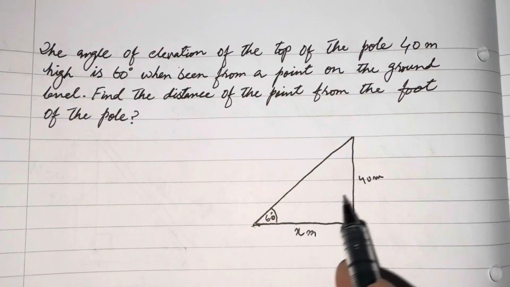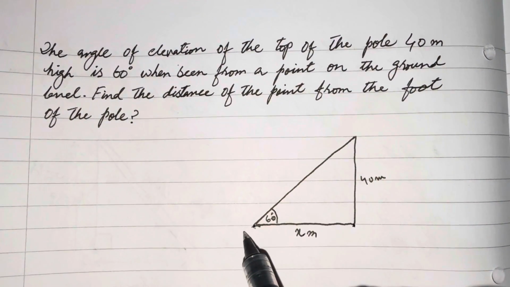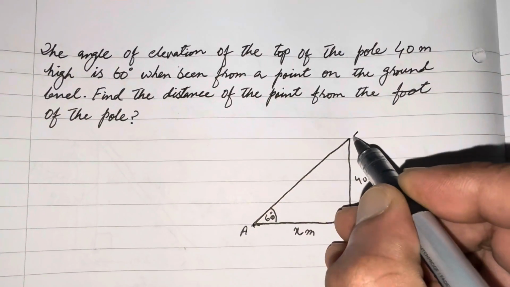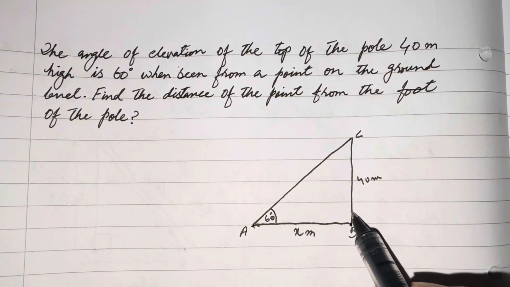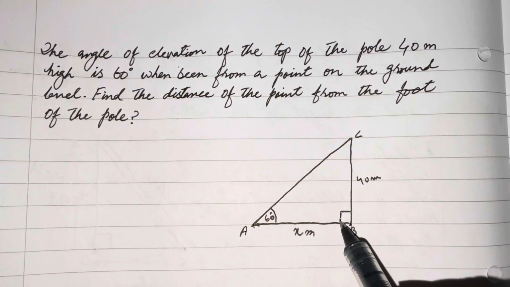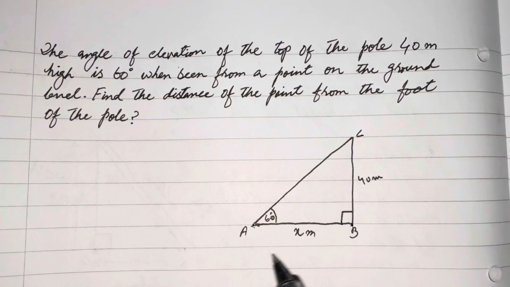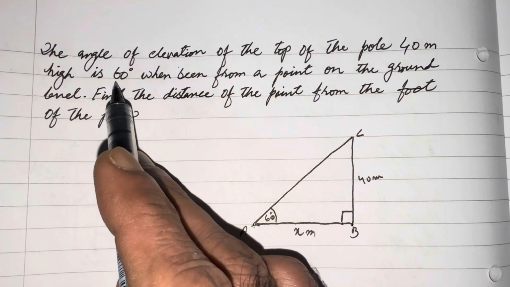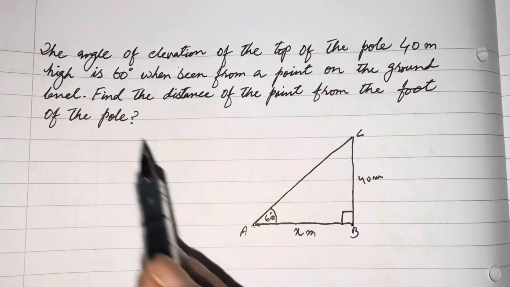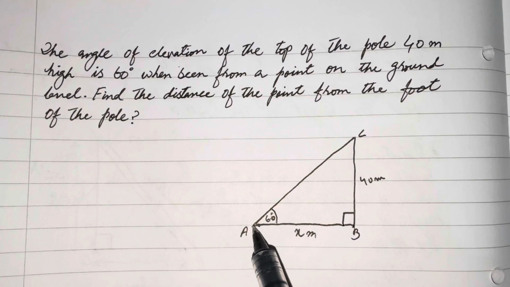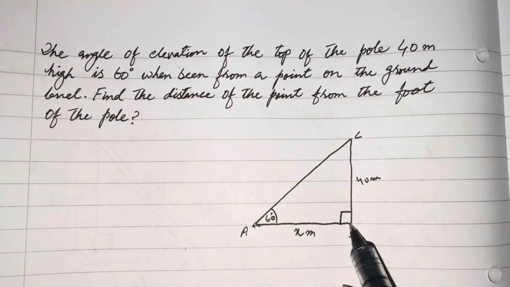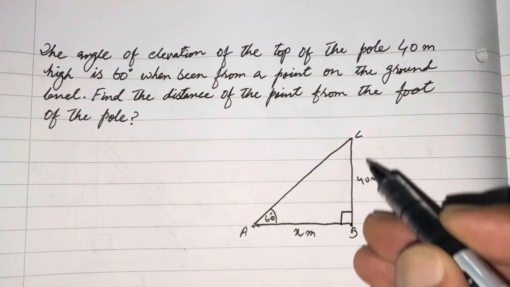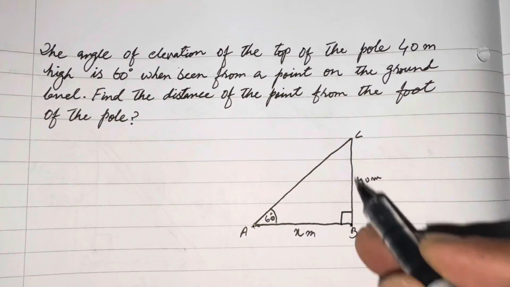So in this figure we can say that the triangle is A, B and C. As you can see, the right angle is at point B, the angle of elevation is at point A, which is given in the statement, and we have to find the distance between A to B, which is representing as x meters, and B to C is representing the height of the pole.